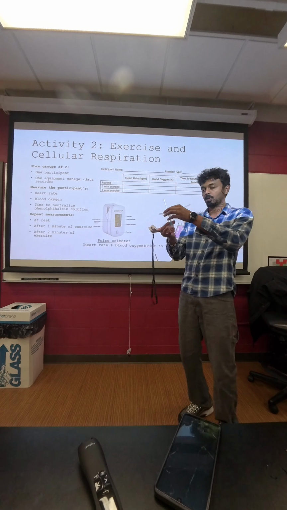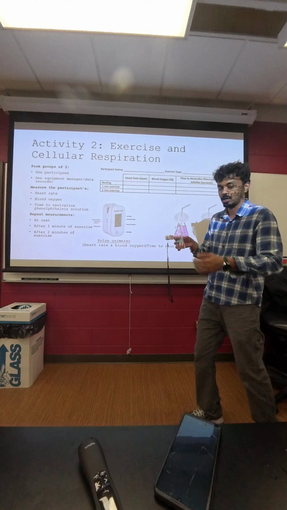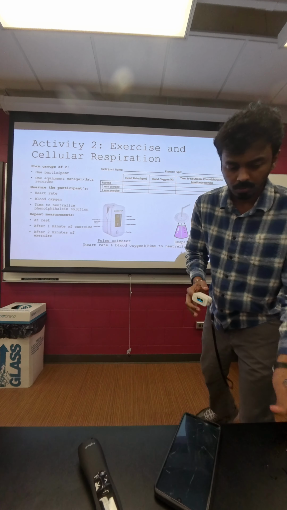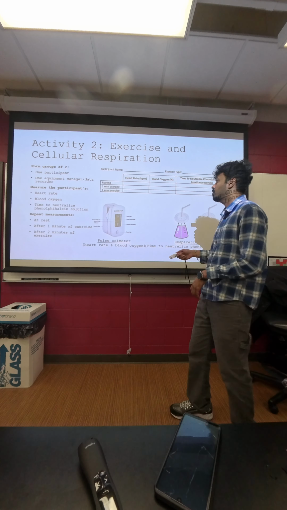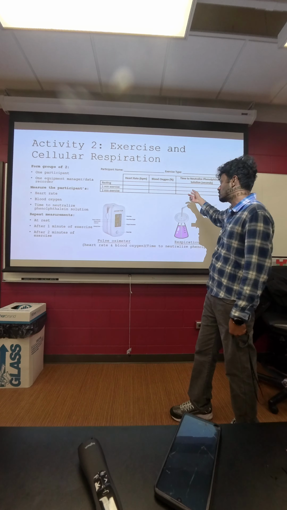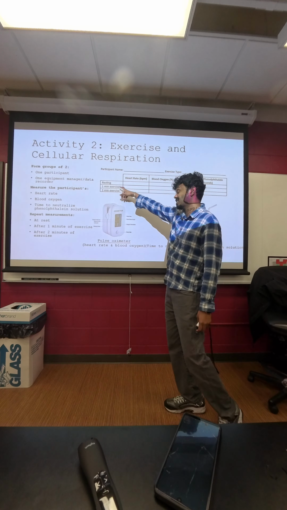And here we go. As you can see, the solution has now turned into a colorless solution, and it's just because of the formation of bicarbonate and the protons, which has changed the acidity of the solution, and the phenolphthalein has now turned into a colorless solution. So with this, I request all of you to get started with these 3 experiments. One of you can take the lead on noting down the heart rate and the blood oxygen, and one of you can be the person who does the 1-minute exercise and the 2-minute exercise.